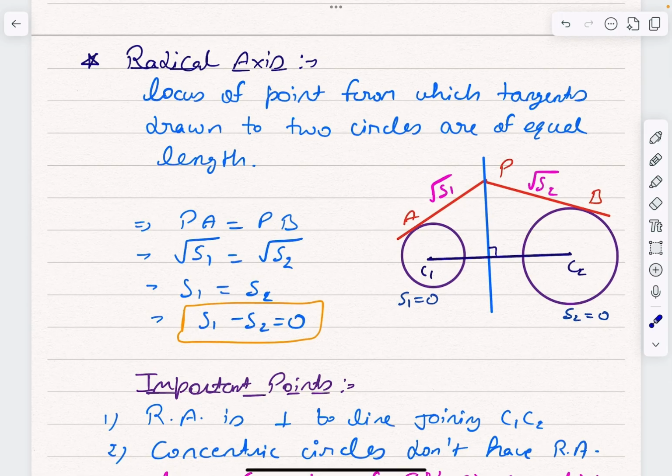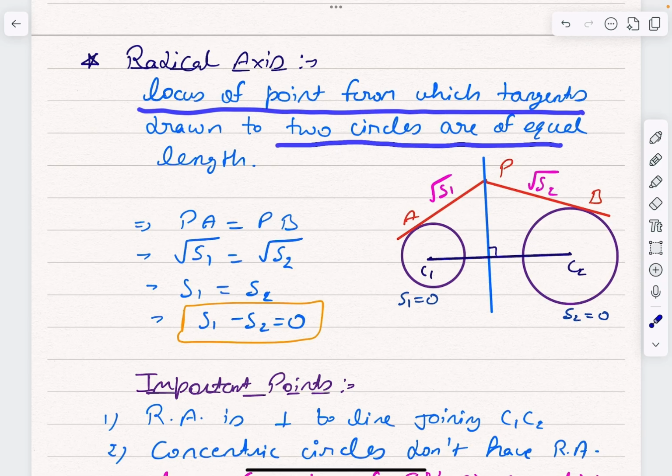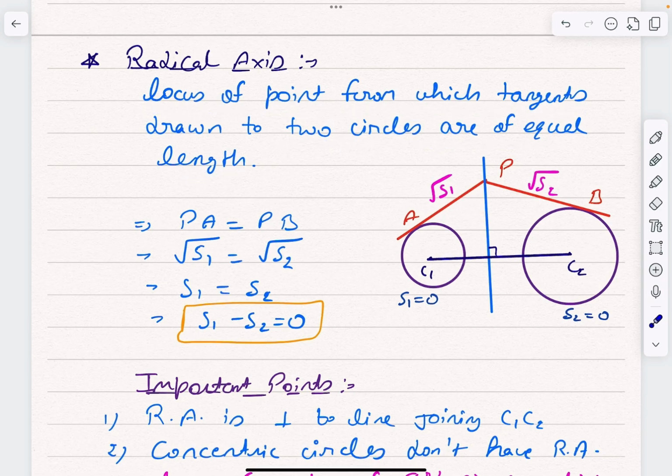What is the radical axis? It's the locus of points from which tangents drawn to two circles are of equal length. Let us say this is a point P and the tangents PA and PB are drawn. So according to the definition, the length of PA will be equal to the length of PB. So S1 is the first circle, S2 is the second circle. How do you find the length of a tangent? If you remember, it is root S1, and this will be root S2. So root S1 equals root S2, square both sides, S1 equals S2. So what do you get from here? S1 minus S2 equal to 0.